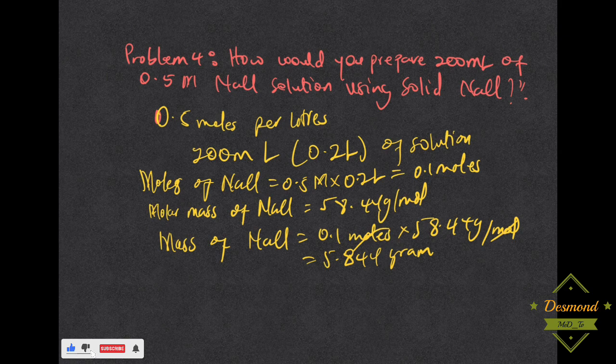So we have to prepare the solution. We measure 5.844 grams of NaCl. Then we dissolve it in enough water to make the final volume of 200 ml. Now, to prepare 200 ml of 0.5 molar NaCl solution, just dissolve the 5.844 grams of NaCl in water to make up the final volume.